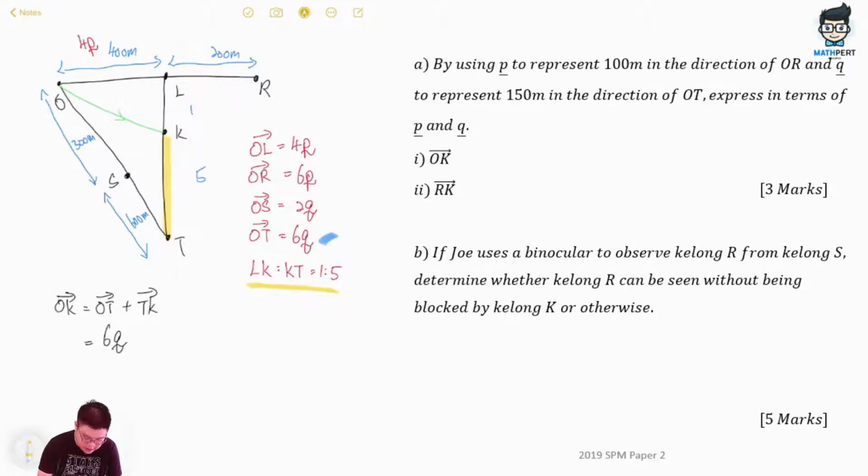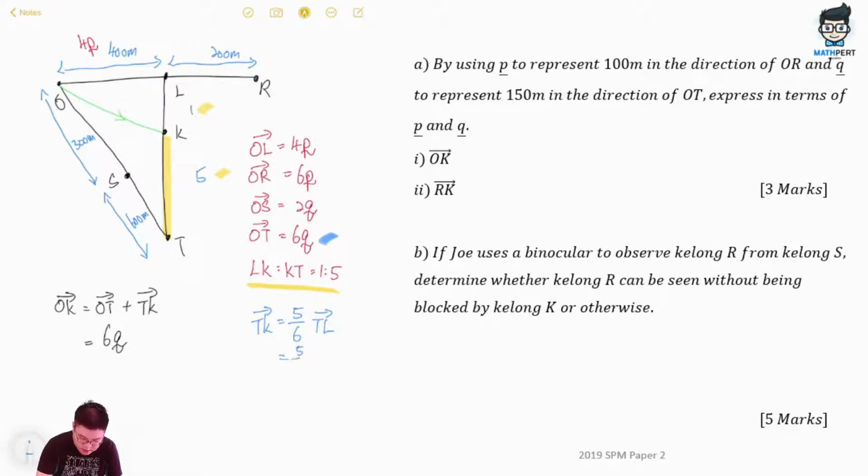So TK is, okay, let me put it another side. So TK is 5 over 6 of TL. Isn't it? Using the ratio, total they have 1 part and 5 part. The whole length will be 6 part. So TK is occupying 5 parts. So 5 out of 6 TL. Then can we find TL?